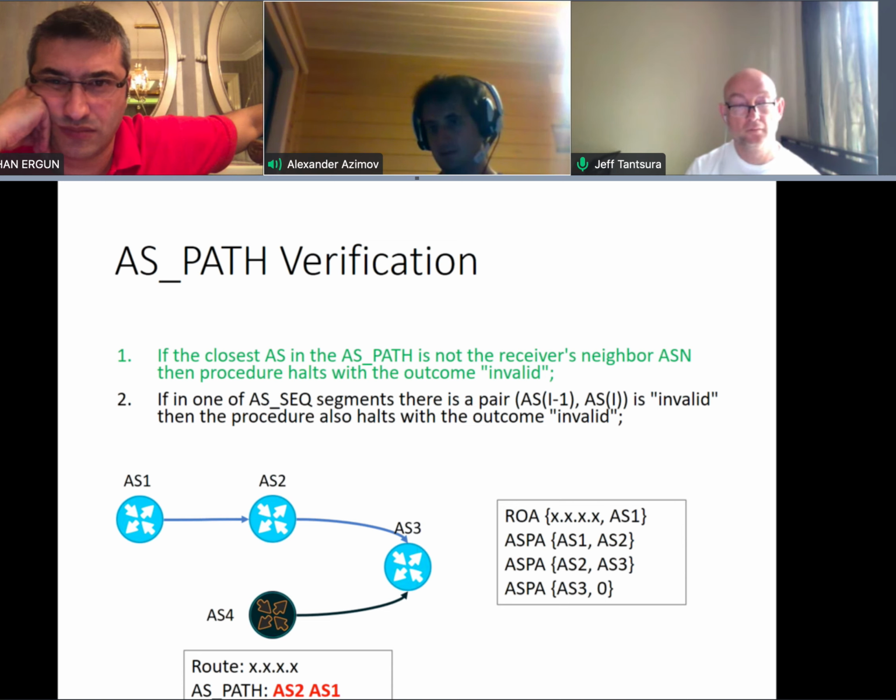No islands like in BGPsec, no relying parties. For other networks, their security will rely on their providers. So Tier 2 will rely on Tier 1, Tier 3 will rely on Tier 2. You will be secure as soon as you have a secured path of ASPA records from you to Tier 1.